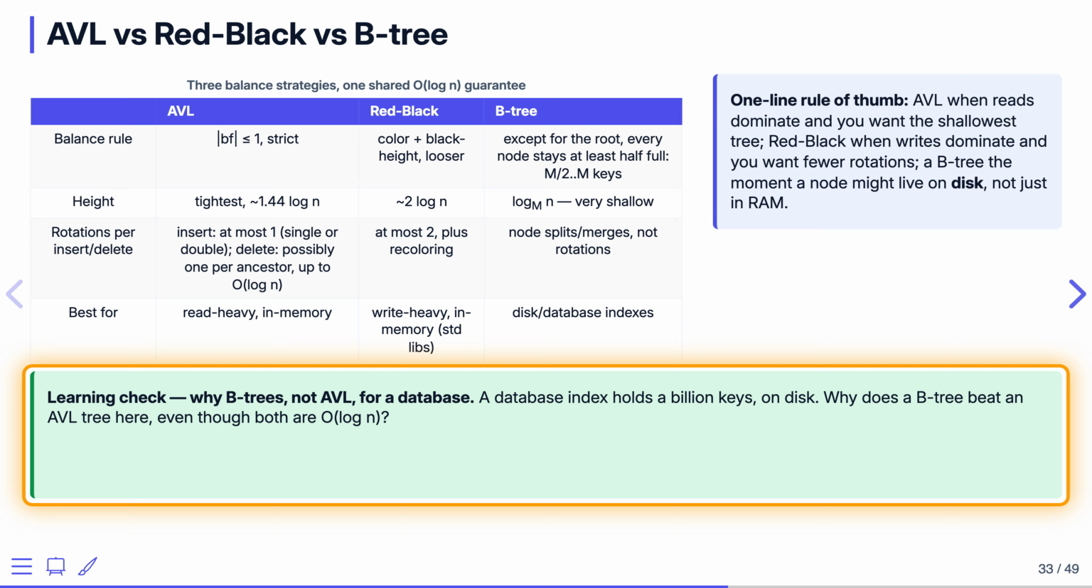A quick check. A database index holds 1 billion keys on disk. Both a B-tree and an AVL tree are big O of log n, so why does the B-tree win here? Think about it before the answer.